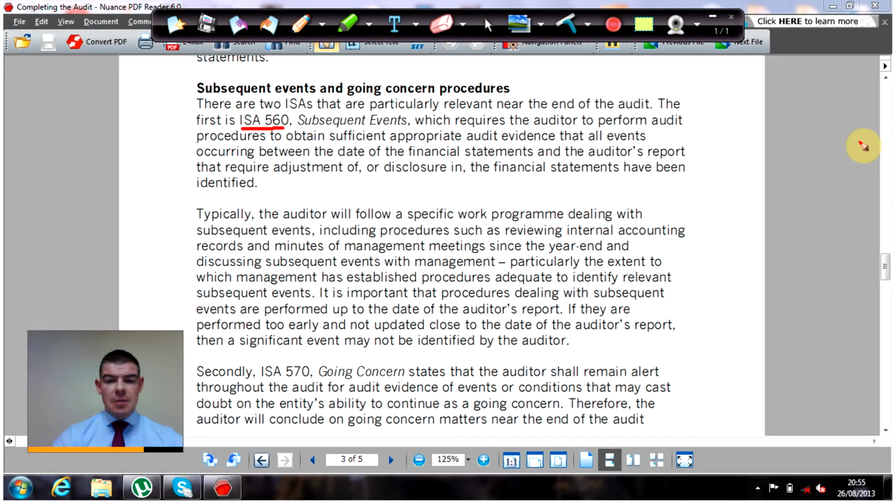So, examples of that could be reviewing internal accounting records, minutes of management meetings, and then also discussing subsequent events with management. Also, post-year-end management accounts could also be assessed to ensure that there are no subsequent events that will impact the audit opinion.